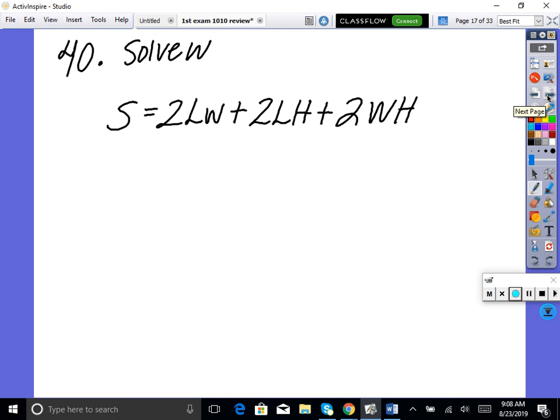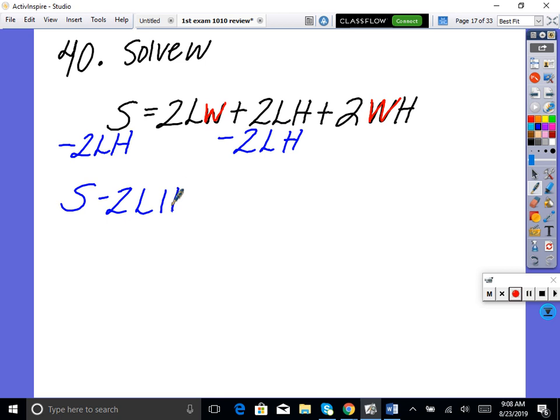All right, solve for w. Now notice we have a problem where we have 2 w's. Remember, when this happens, we're going to get everything with a w on one side of the equation and anything that doesn't have a w to the other side. So I'm going to subtract 2lh from both sides. S minus 2lh equals 2lw plus 2wh.